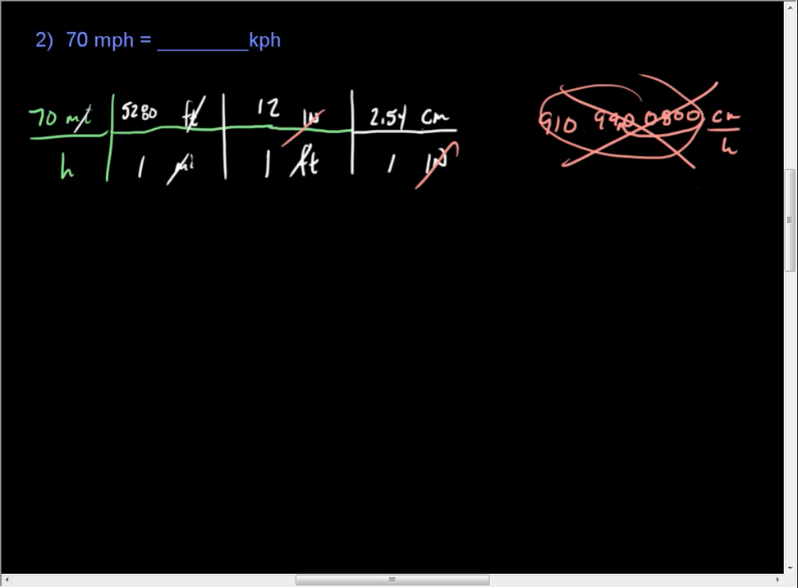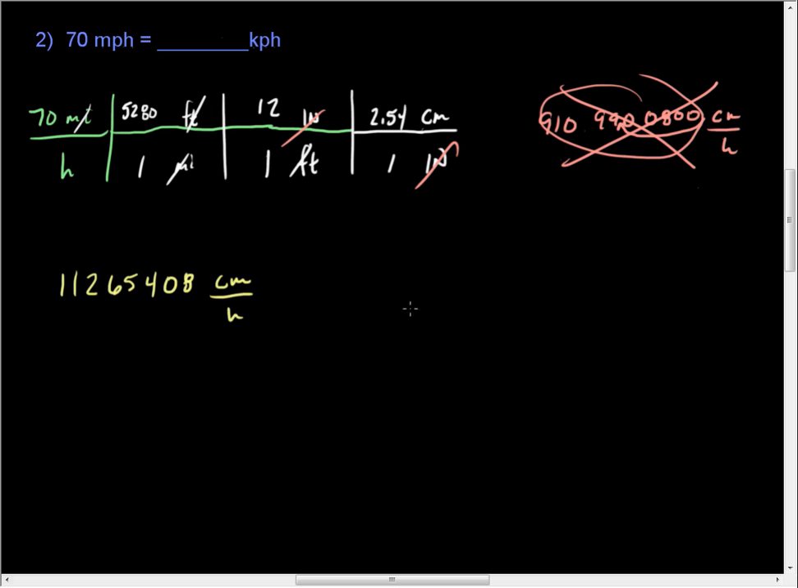112.65408 centimeters per hour. I like this one better because I know that 70, if I double it, it's going to be 140, and a kilometer is not quite double a mile, and so it should be between 70 and 140. That's our final answer, should be between 70 and 140.